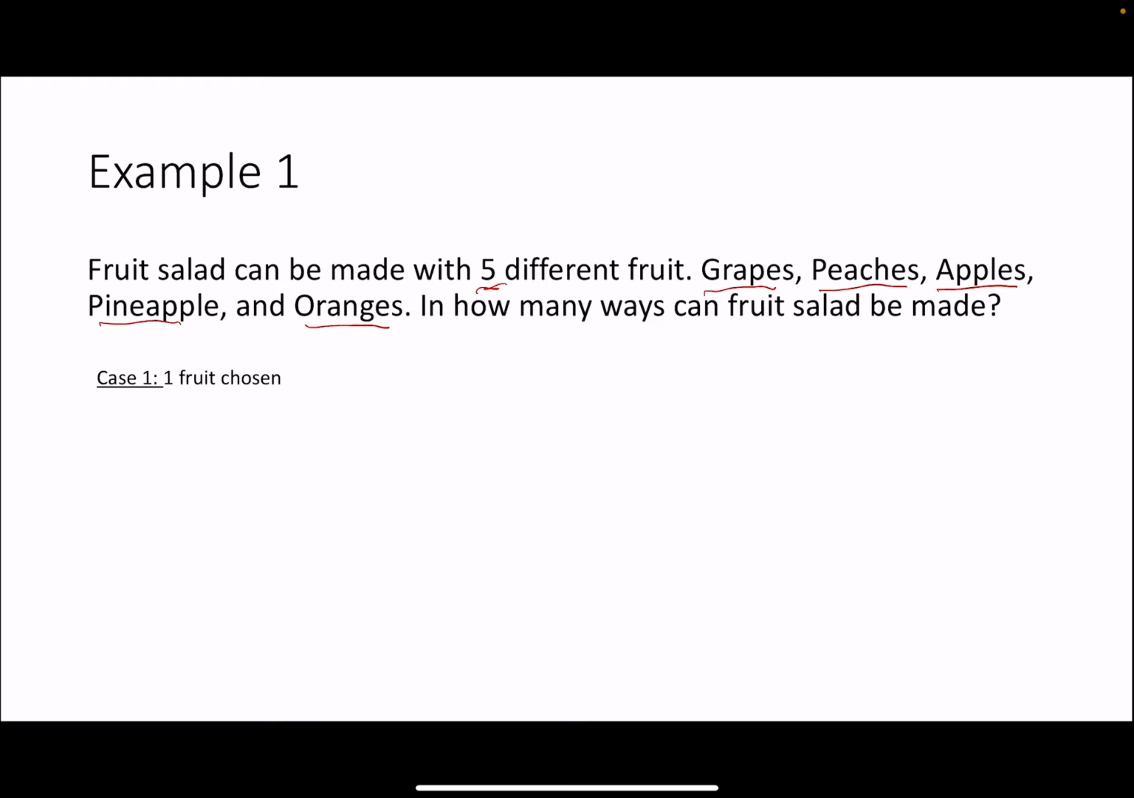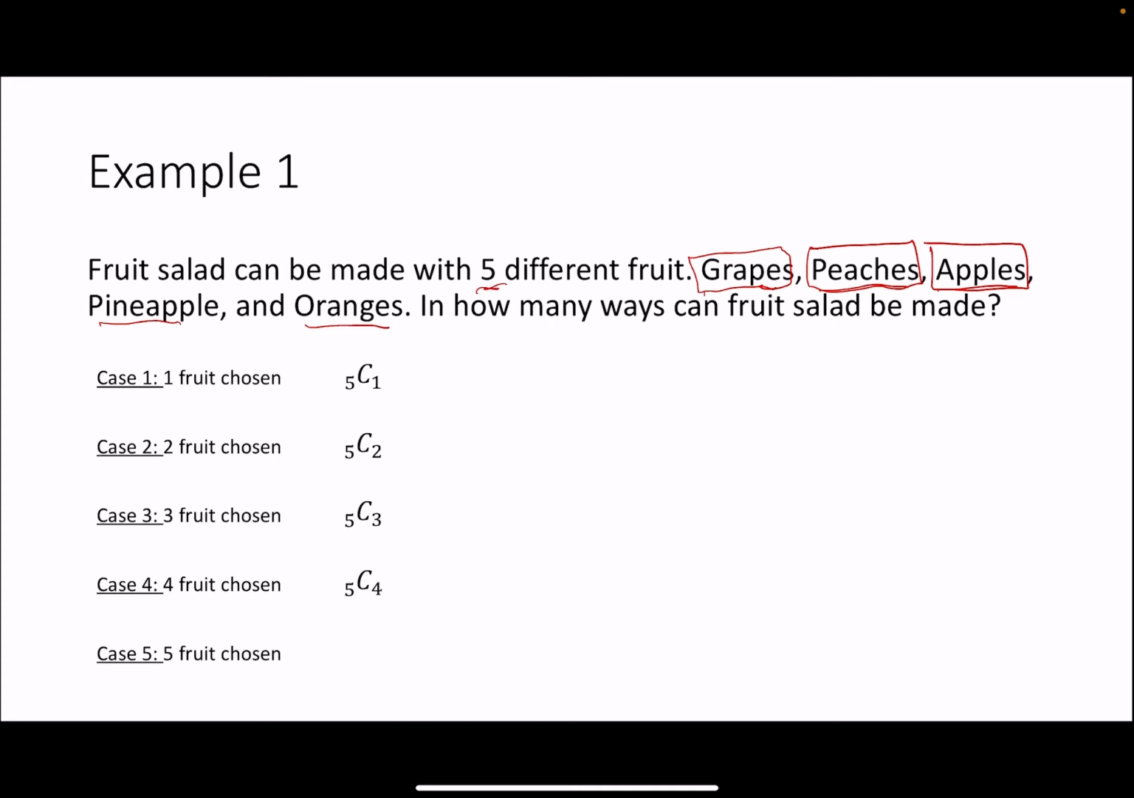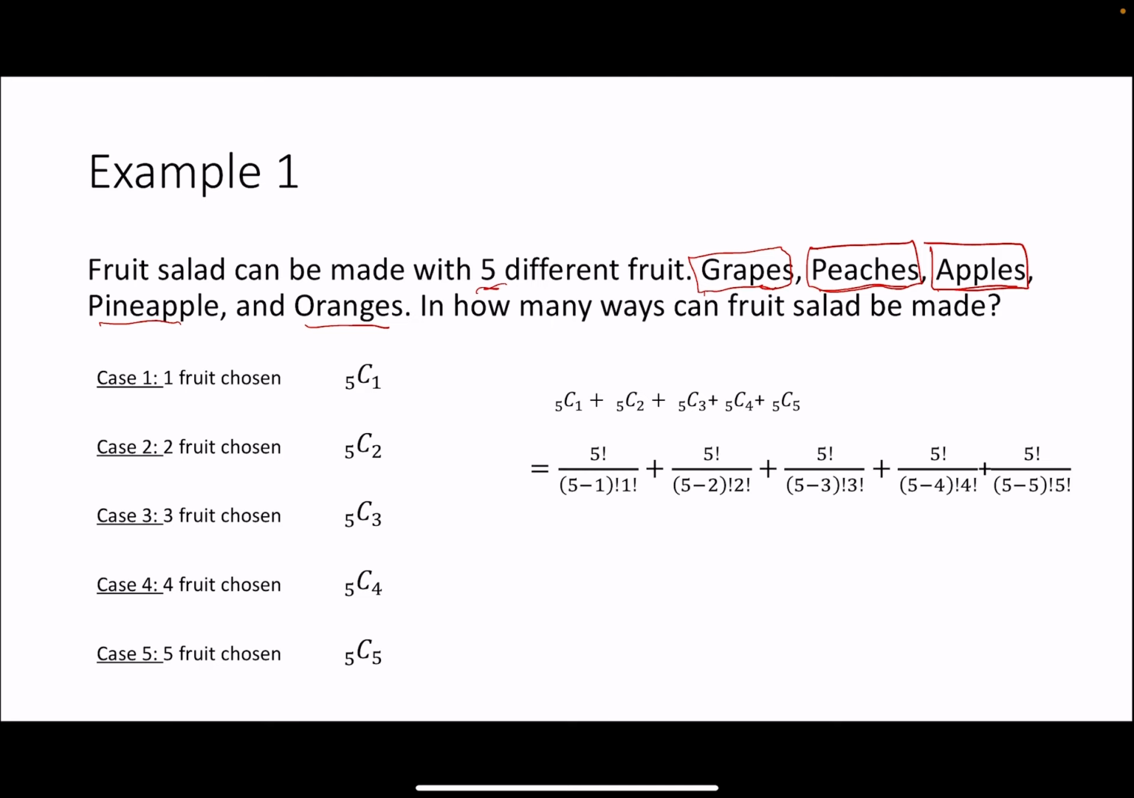If one fruit is chosen, I could choose grapes, peaches, apples, pineapple, or oranges. I could choose one of them, so 5 choose 1 ways. If 2 fruits are chosen, I have 5 choose 2 ways. If 3 fruits are chosen, 5 choose 3 ways, etc. Now what this all works out to is I add up all my cases and work out the math, or I do it in a calculator.